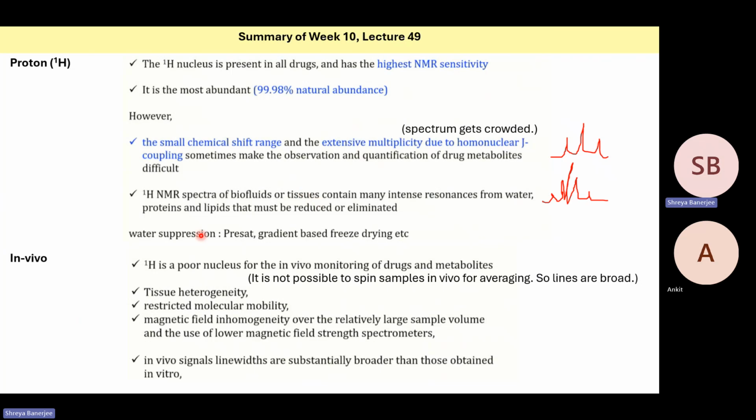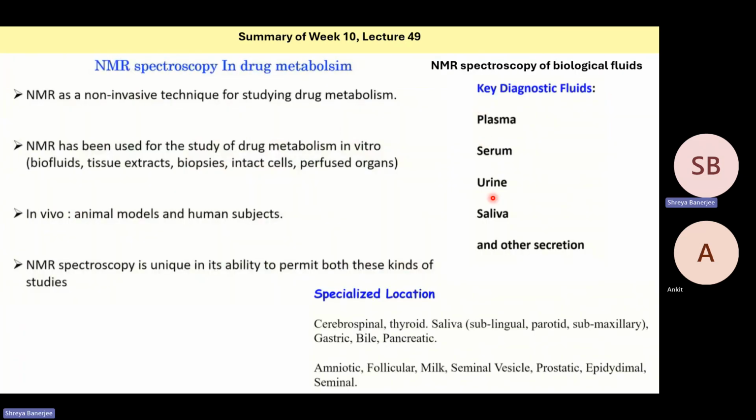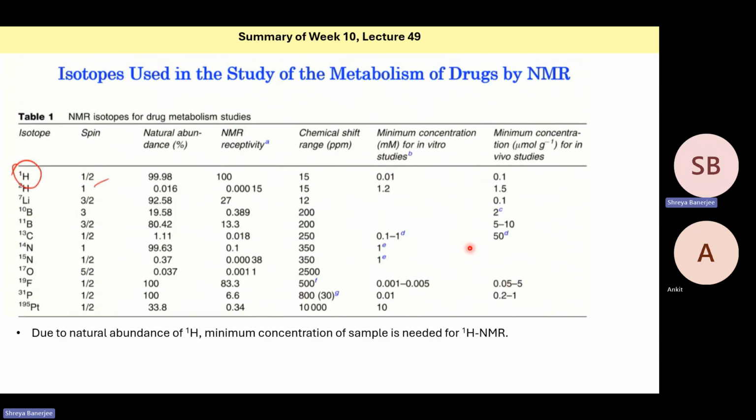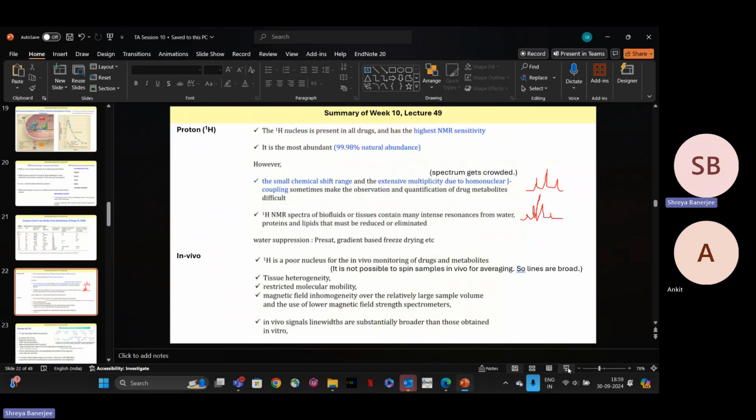Another point is that when we are taking the 1H NMR of these fluids like plasma, serum, urine, we know that blood consists of more than 90% water. So from water also you will get a 1H NMR signal. So then water suppression techniques like pre-saturation or gradient-based methods will have to be used to eliminate the signals from the water so that we can focus on the signals from the metabolites. So that is another disadvantage of using 1H NMR.